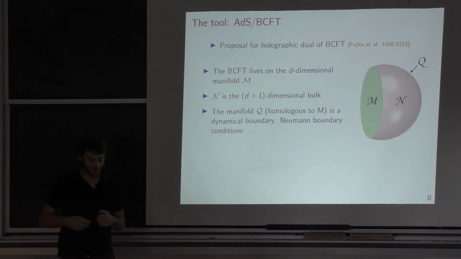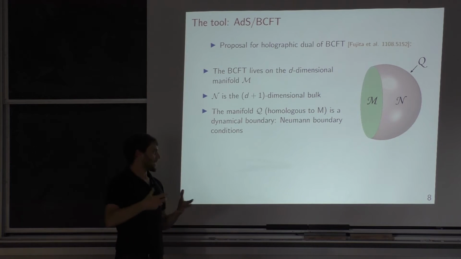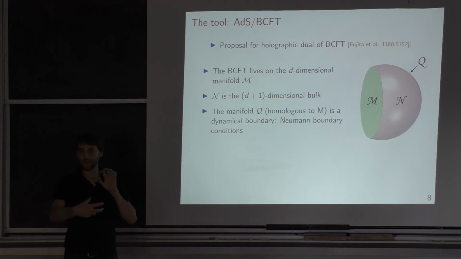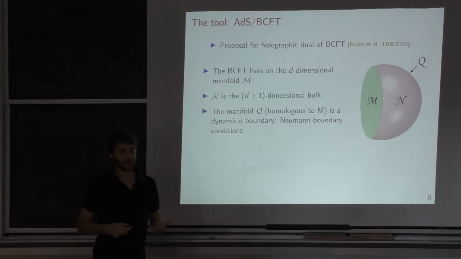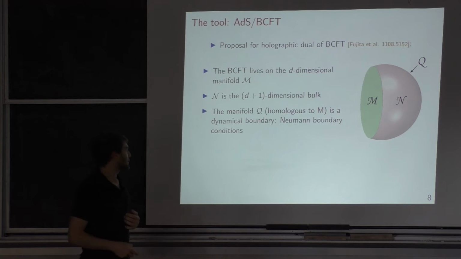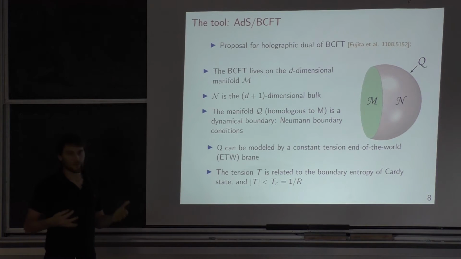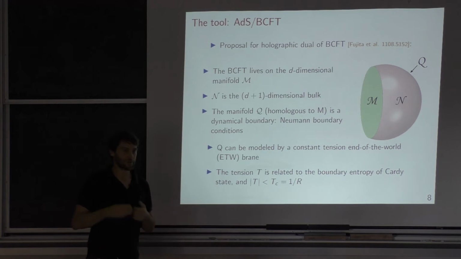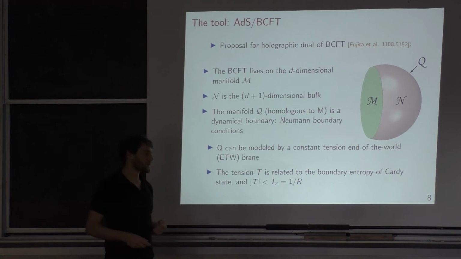And then you have the holographic dual spacetime, which is a D+1 dimensional spacetime cut off by a dynamical boundary. This dynamical boundary can essentially be seen as the extension of the boundary conformal field theory into the bulk. The simplest way to describe it is as a constant tension end-of-the-world brane, which is, for all practical purposes, a surface living in the bulk with Neumann boundary conditions imposed on it, and some parameter T that determines its trajectory.